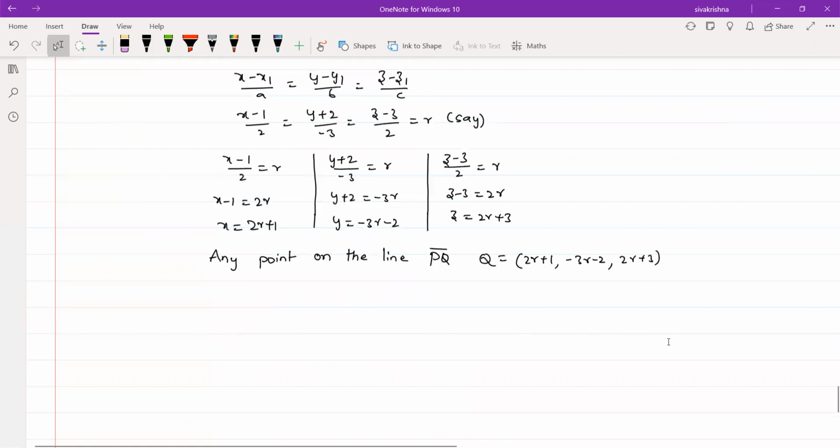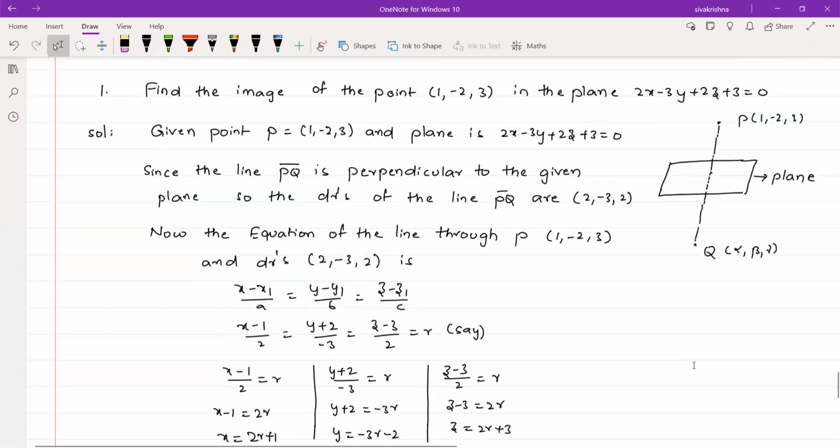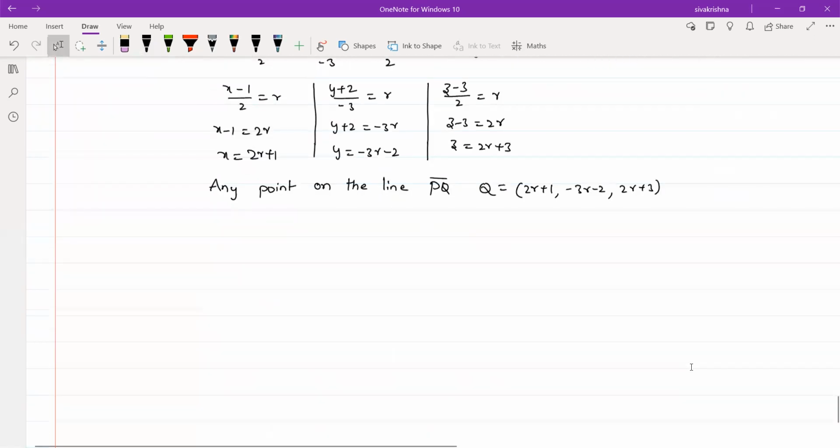So now we have to find that Q, that is the image of the given point. But in that Q we don't know r, so first we have to find r. Immediately after getting r, we can know the image of the given point. Okay, right. So after getting Q, if we observe the line PQ, every line has a midpoint. So here also I am supposing that M is the midpoint of PQ. So let M be the midpoint of the line PQ.